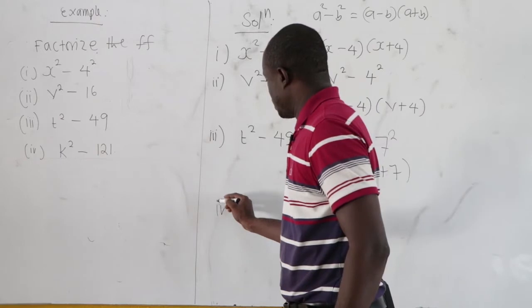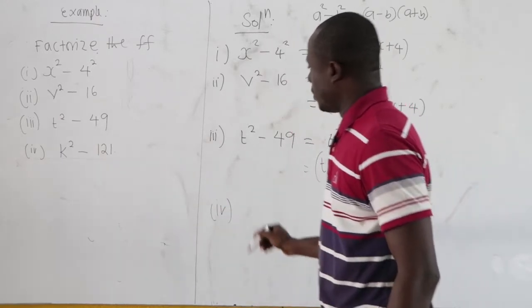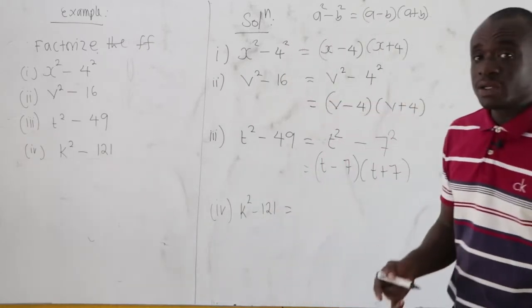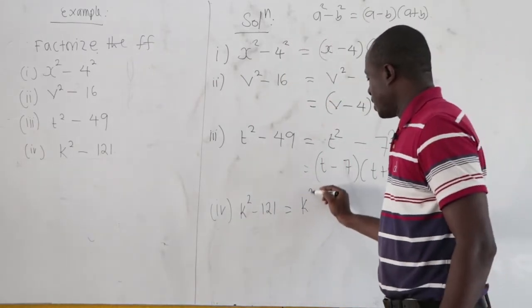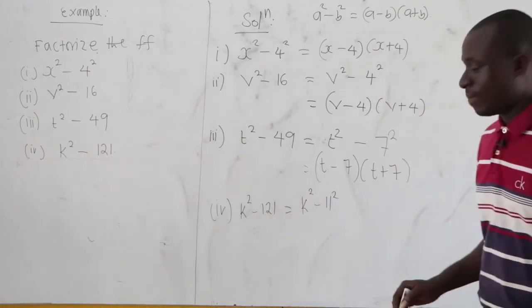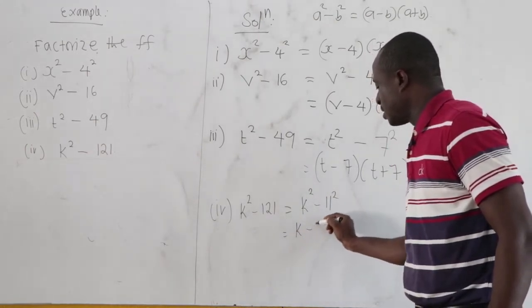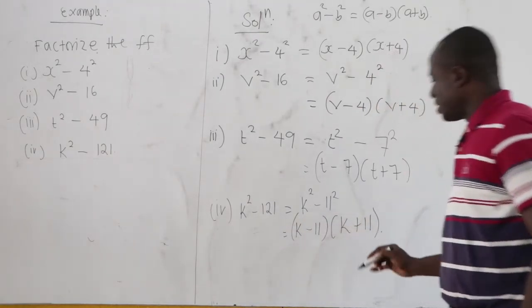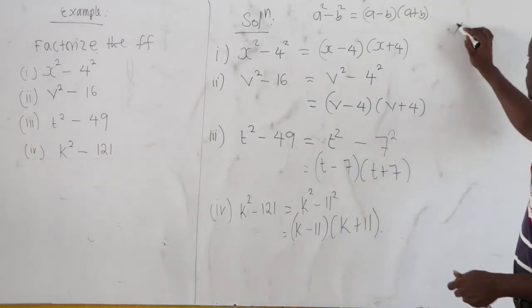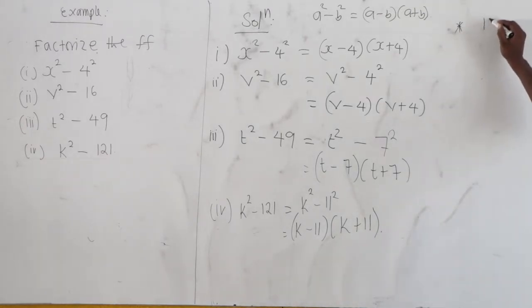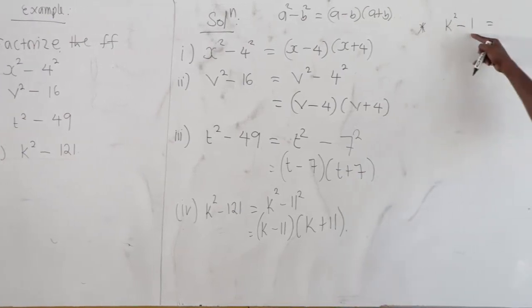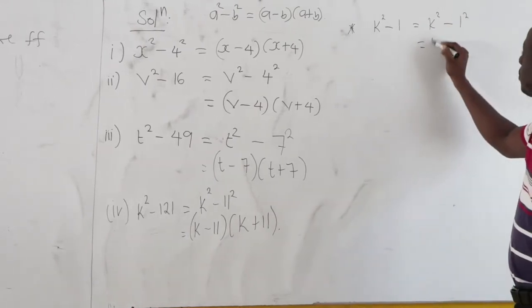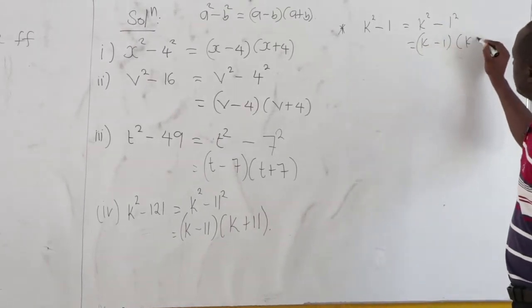Now let's see the fourth one. If we have k squared minus 121. Now 121, how can you change 121? That is 11 squared. So we have k squared minus 11 squared. And this is just k minus 11, and then we have k plus 11. Now we can also have something like k squared minus 1. And 1 can be expressed as 1 squared because 1 times 1 is the same as 1. So you can have k minus 1, k plus 1.